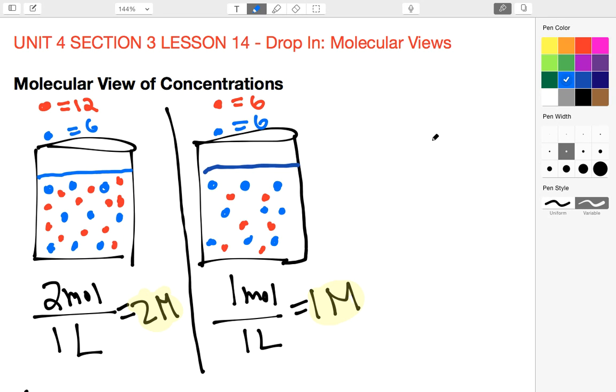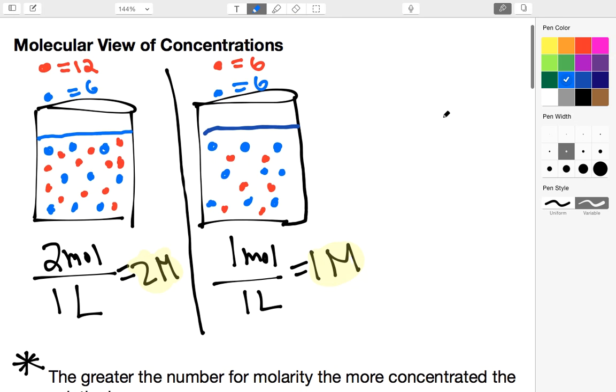All right, this is Unit 4, Section 3, Lesson 14 for Chemistry, Drop-in Molecular Views. So we're going to talk about more calculations for concentrations, and we're going to talk about comparing concentrations in general. So let's start and continue with our Kool-Aid example.